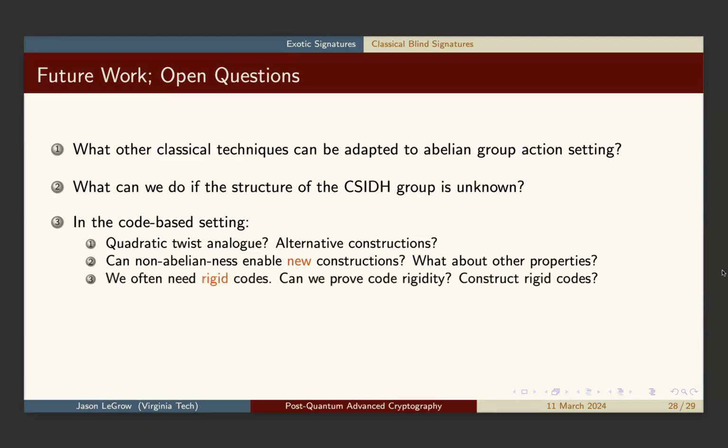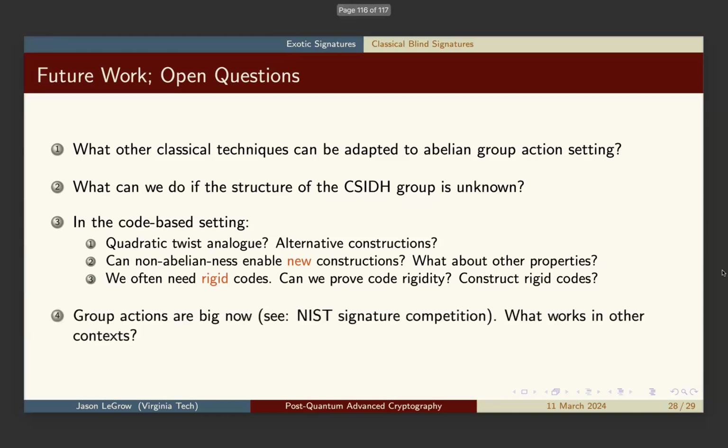We often need rigid codes. A rigid code is a code with a trivial homomorphism group. Do we have a mechanism to construct rigid codes or even prove that codes are rigid? This is not a very well understood problem as far as I know. Group actions are big now. What other group actions can we use for this stuff? There's a bunch. If you look at the NIST competition, there's a new signature competition. There's like a bunch of signatures based on group actions.